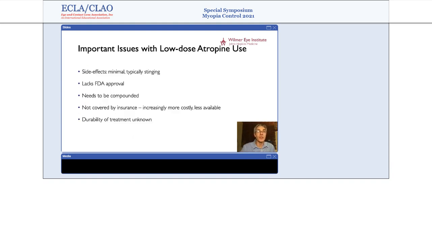There are important issues for us to consider with low-dose atropine use. Although the side effects have been minimal and typically stinging, those are being collected and will be interesting to see what comes up in the clinical trials. This drug lacks FDA approval, it needs to be compounded, it's not covered by insurance, and is increasingly more costly and less available. And lastly, the durability of treatment is unknown in our population.